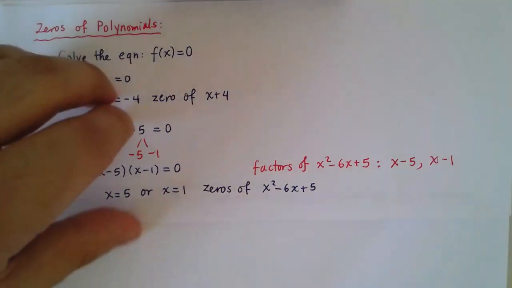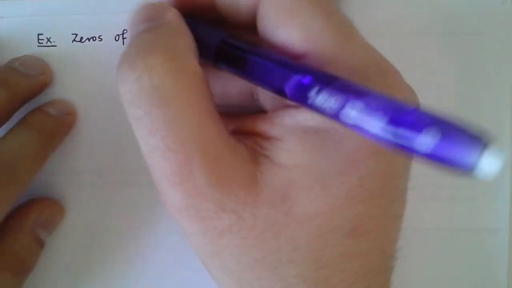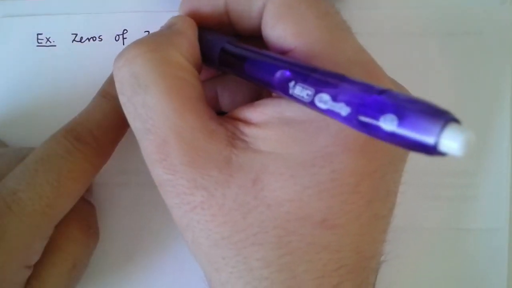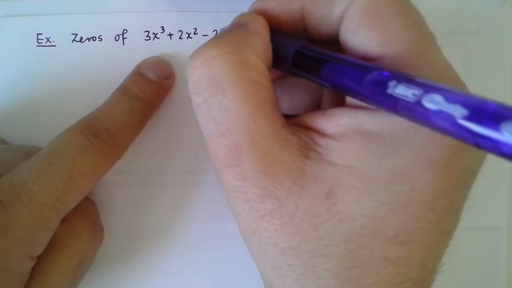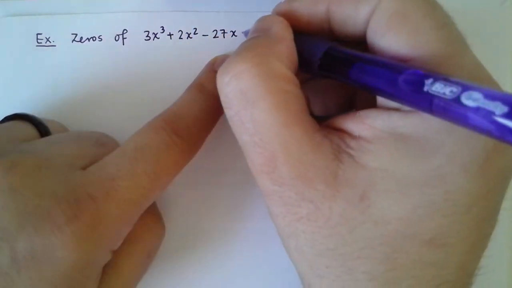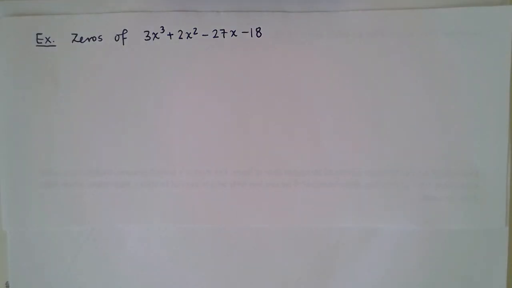Now what if we have a cubic? We go a little bit further. What if we have a cubic polynomial? It becomes tricky when you have cubics, but we have certain special ones that we can solve easily. Let's say we're looking for zeros of the cubic: 3x to the third plus 2x squared minus 27x minus 18. So this is a cubic polynomial. We look for zeros of this one.